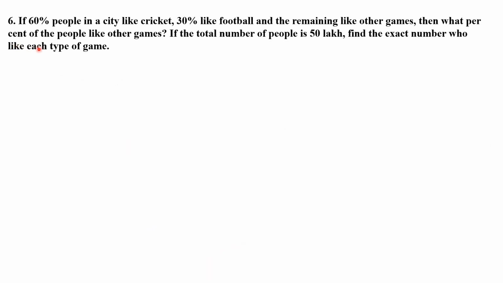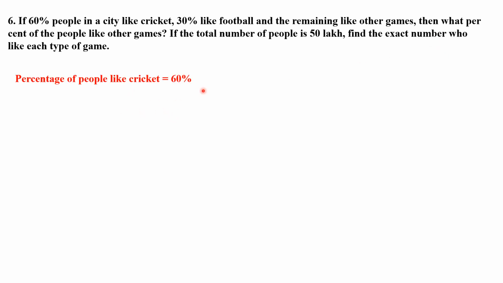Now this is the last question of the exercise. The question says if 60% of people in a city like cricket, 30% like football and the remaining like other games, then what percent of the people like other games? This question is quite simple. The percentage of people who like cricket and football is given and I have to find the remaining. From 100%, I have to subtract the percentage of people who like cricket and football, and I will get the percentage of people who like other games.